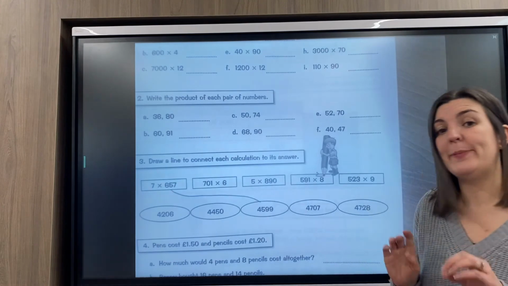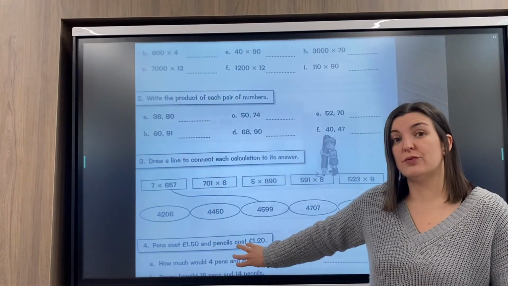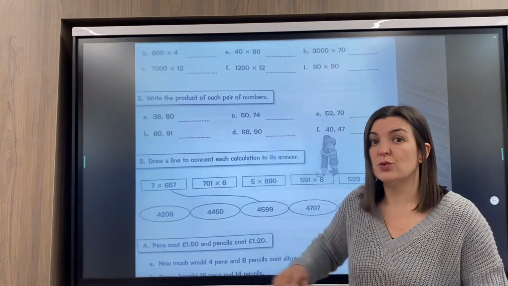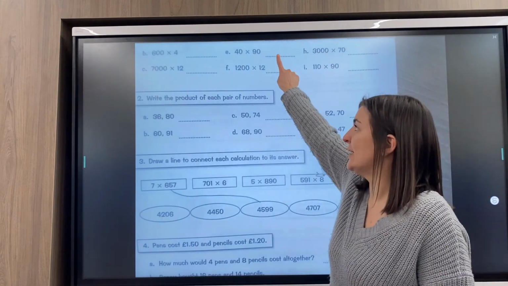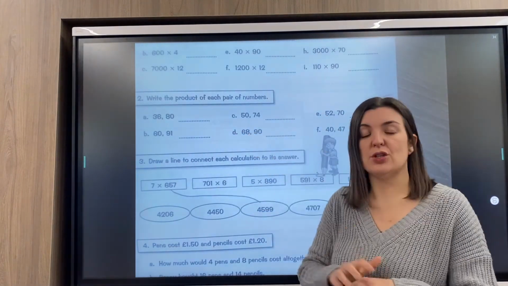Now remember at the beginning I said we're not going to do section 4. We're going to look at that another time. So I only want you to do section 1, section 2 and section 3.